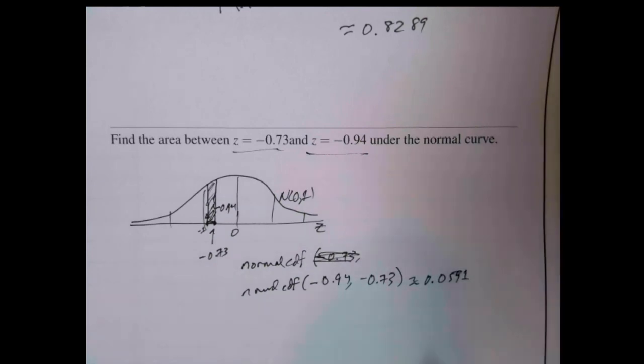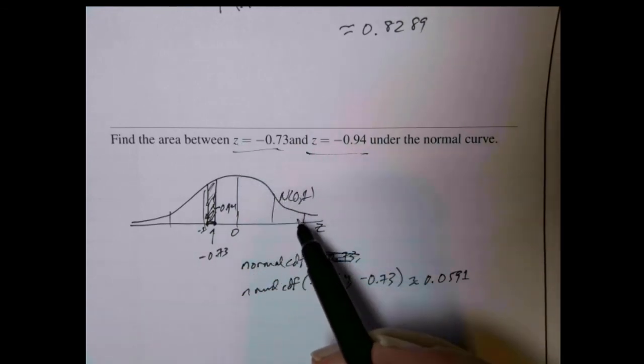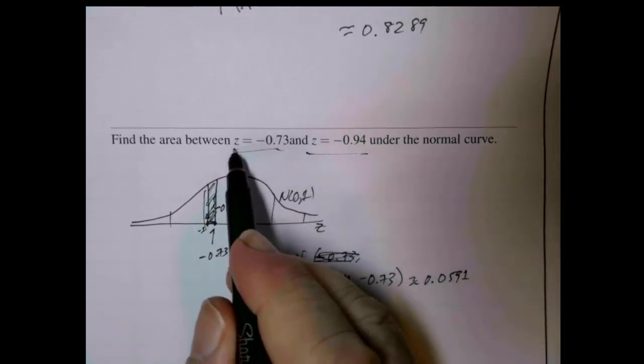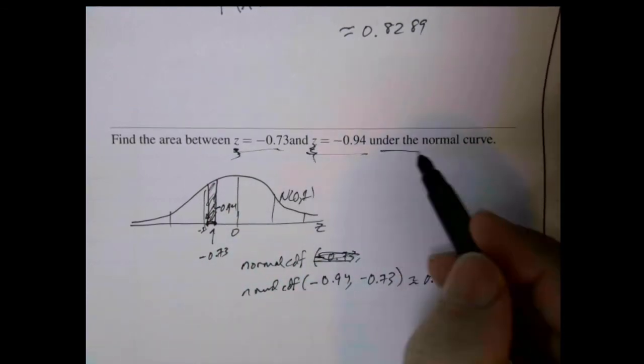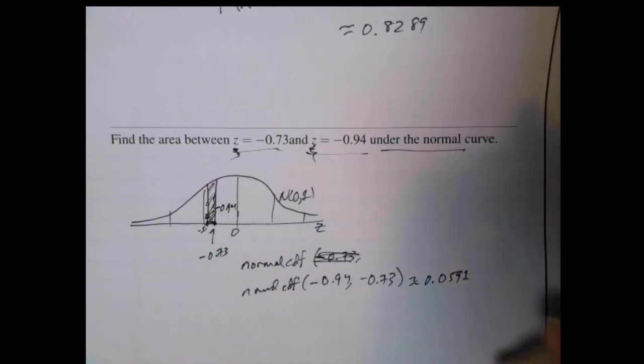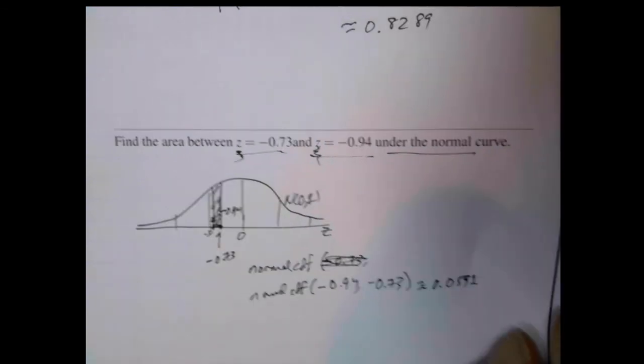0.0591 approximately. Notice that no one had to tell me that this was the standard normal distribution because of the use of the variable z. Right? Here it just says under the normal curve, and when the variable is z and it says something like that, it's the standard normal. All right.